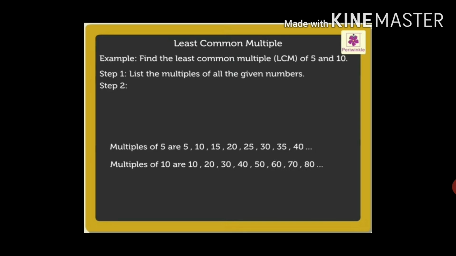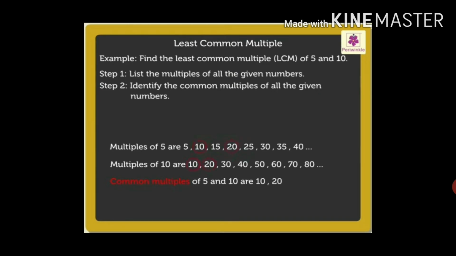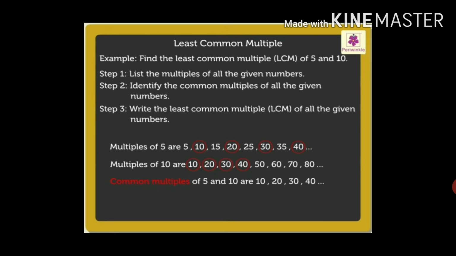Step 2. Identify the common multiples of all the given numbers. The common multiples of 5 and 10 are 10, 20, 30, 40, and so on. Step 3. Write the least common multiple of all the given numbers. Here, the least common multiple is 10. Thus, LCM is 10, which is the smallest number of the common multiples.